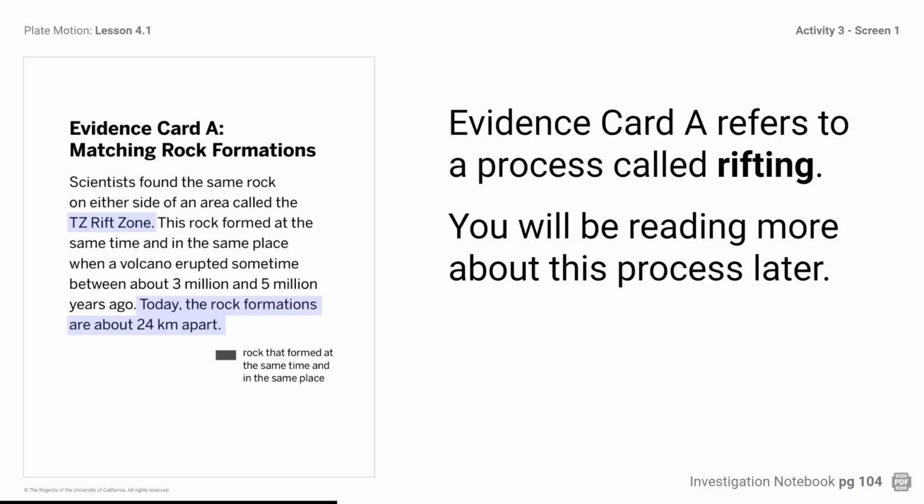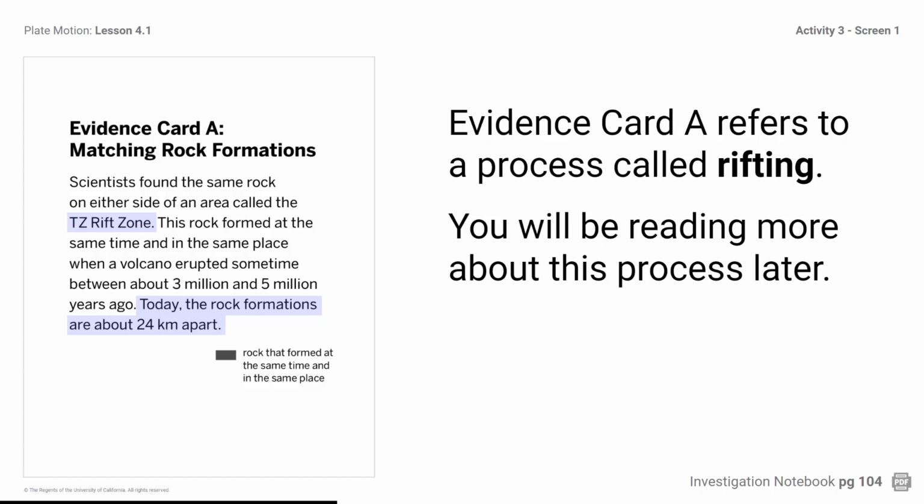Evidence card A refers to a process called rifting. You'll be reading more about this process later. Rifting is a divergent movement or spreading of plate material in the interior of a plate. Rifting can mark the beginning of a new divergent plate boundary, just as when the Mid-Atlantic Ridge began to form between South America and Africa many millions of years ago. This plate boundary ultimately separated the Mesosaurus fossils by thousands of kilometers and formed a new ocean basin.